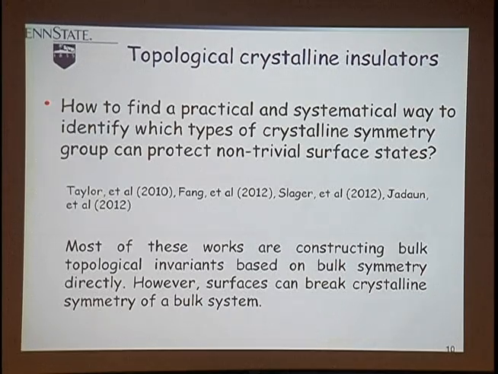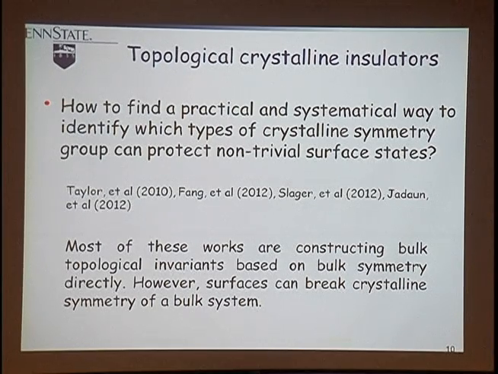Okay. So what we want to talk about here is that we know that if you look at crystals, there are space groups, there are 200 in 3 dimensions, a lot of crystal symmetry space groups. So why not find a practical and systematic way to identify which type of crystal symmetry is able to protect the non-trivial surface state.